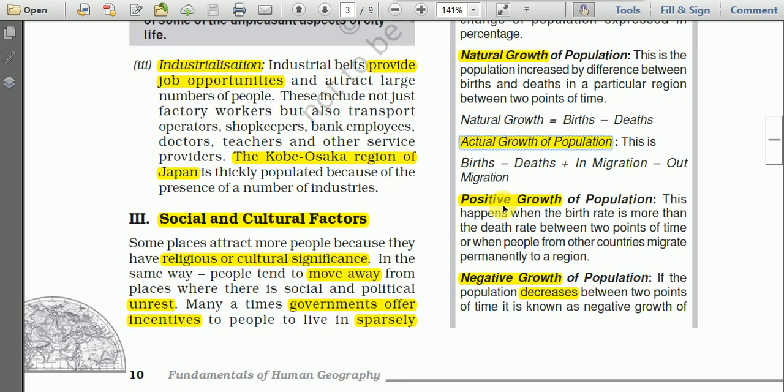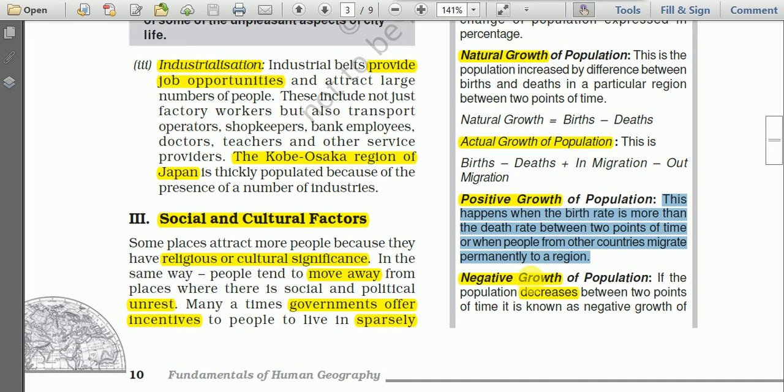And next we have positive growth of population. As we learned earlier, this happens when the birth rate is more than the death rate between 2 points of time, or when people from other countries migrate permanently to a region. Positive growth, as I told you earlier, refers to the increase in the number of population of a country.